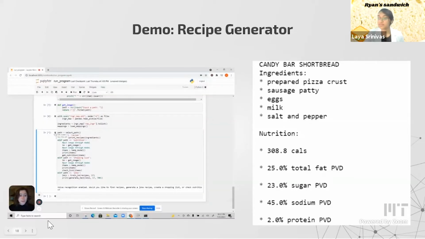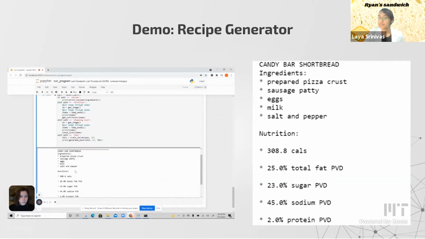Generate a joke recipe. Here, it generates a random recipe using text generation.